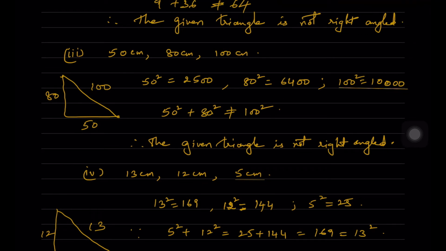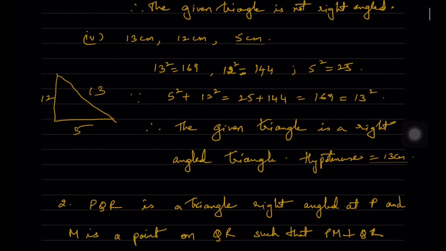Then going to the third problem, here also we have to check the given three sides. We take the largest side as 100 and we have to check whether 80 square plus 50 square is equal to 100 square or not. So 50 square is 2500, 80 square is 6400, 100 square is 10,000. So you can see that 2500 plus 6400 is not equal to 10,000. Therefore the given values do not form a right angle triangle.